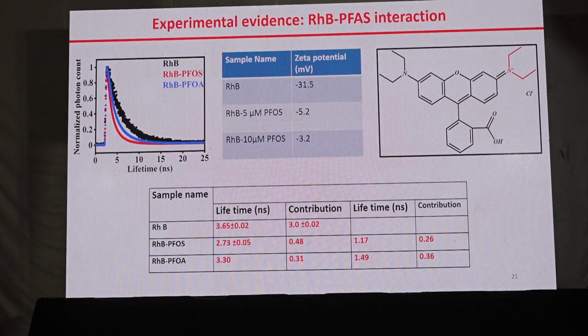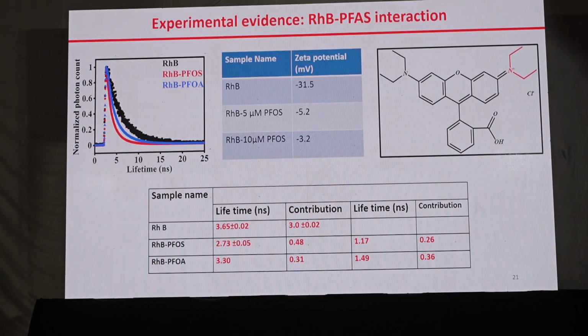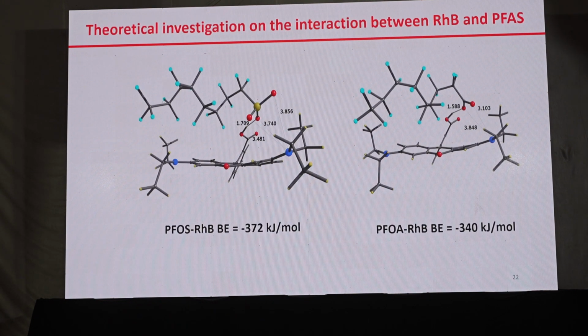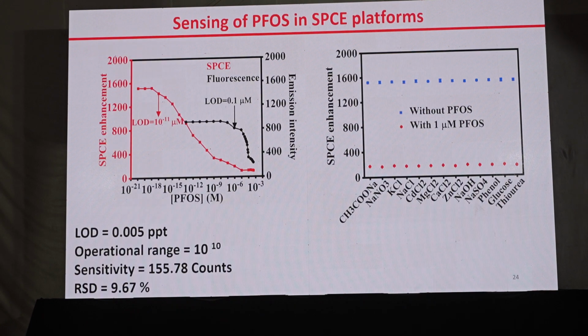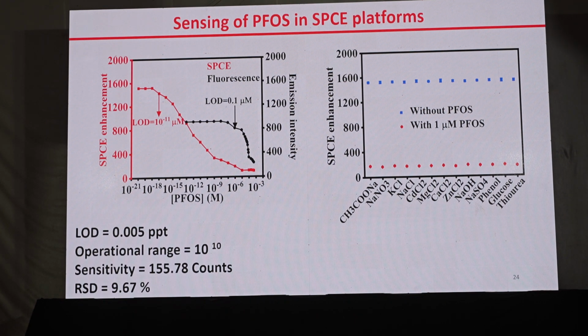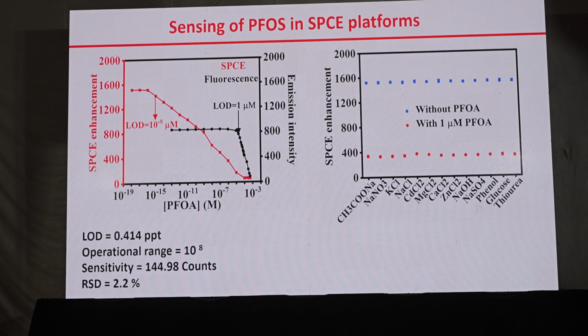We understood that there is a good probable interaction between the rhodamine and the PFAS material, and this was further proved by theoretical calculations. We studied the performance in the SPC platform, and what we observed is that within the SPC platform, we can do detection at parts per trillion levels, which comes under the actual limits of detection. For PFOS, we observed a 0.5 ppb limit of detection. For PFOA, it is 0.414 ppb.